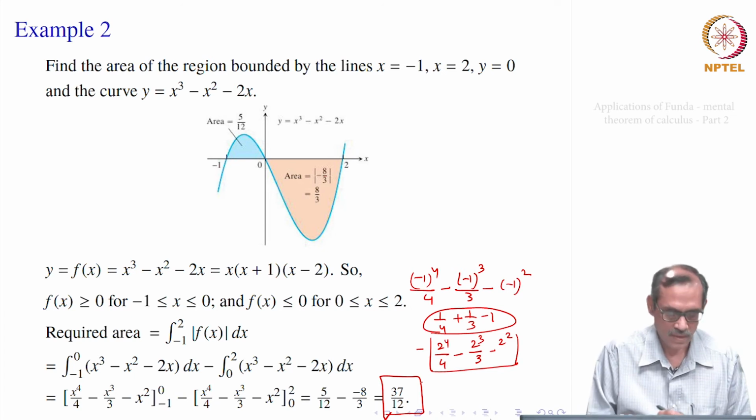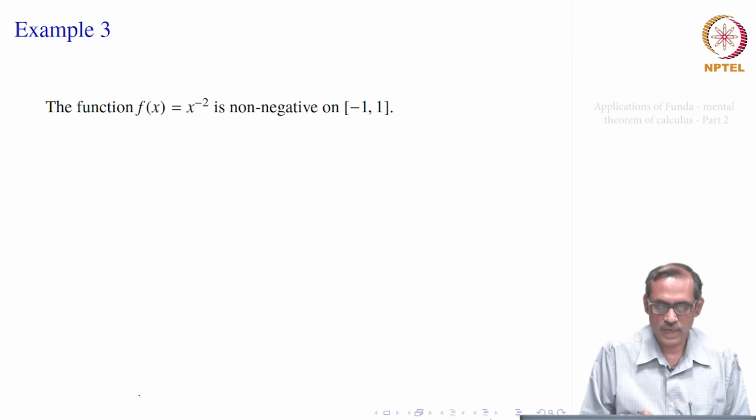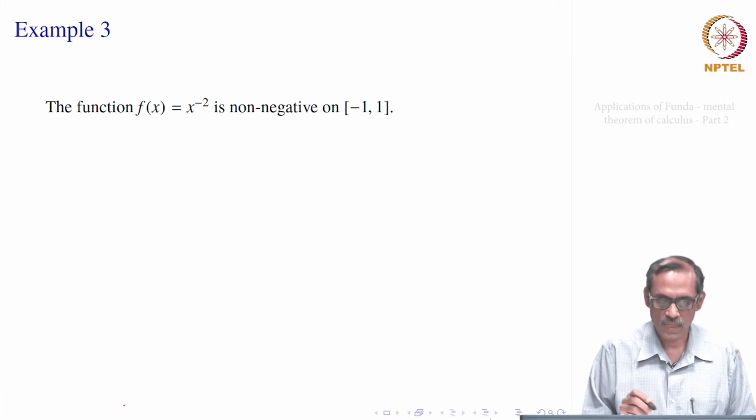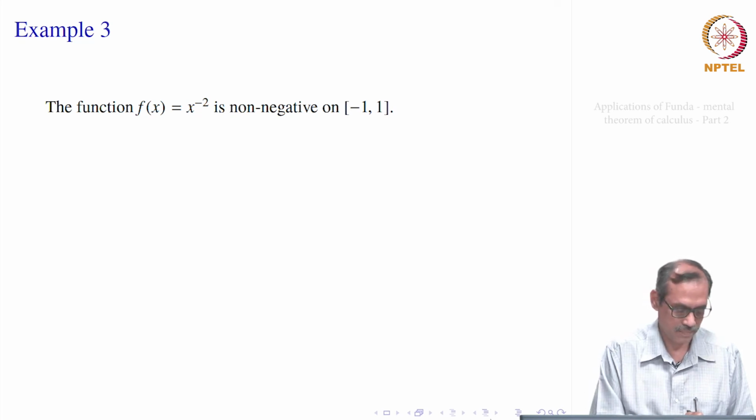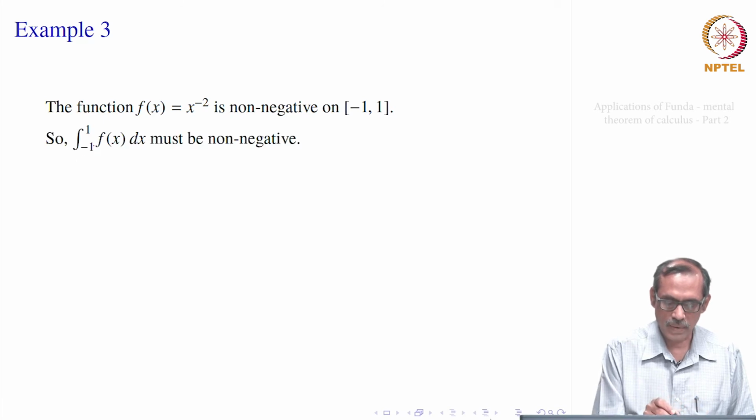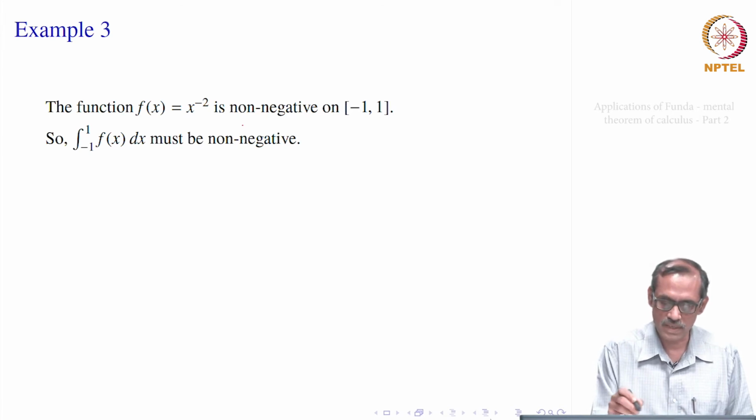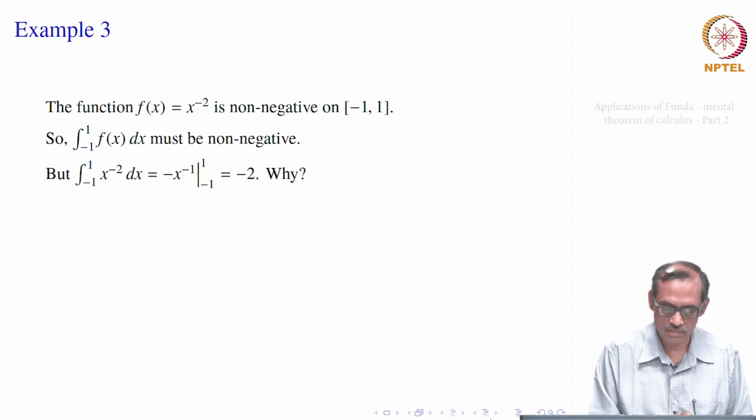Okay. So, we go to the next example. Here we are not computing the area, but something else is asked. The function f of x equal to x to the power minus 2 is non-negative on minus 1 to 1. Okay. That is clear. And the integral from minus 1 to 1 of f x dx must be non-negative, because of this argument, we are thinking that if the integrand function is non-negative, then the integral also should be non-negative.